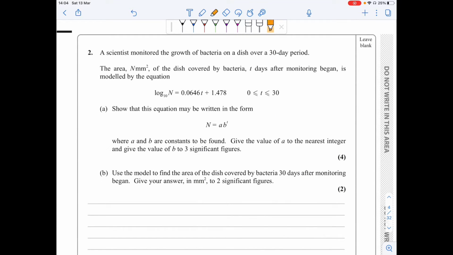In question 2, I have to write this equation in this format. There are 2 ways to do this. One is to start with the first equation, raise both sides to the power of 10 and gradually get to the second equation, or take the second equation, take log base 10 of both sides and gradually convert to the first equation. I'll go with the second method.